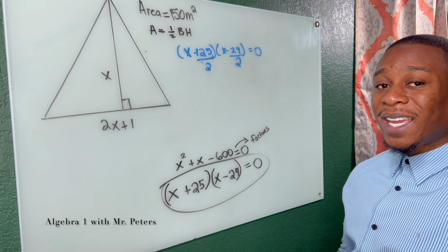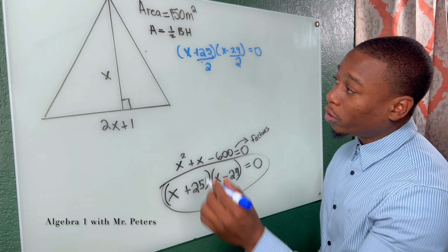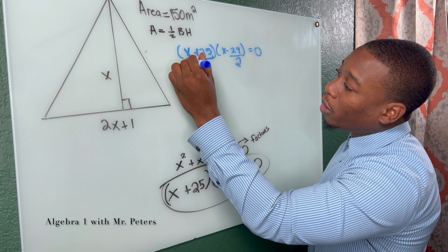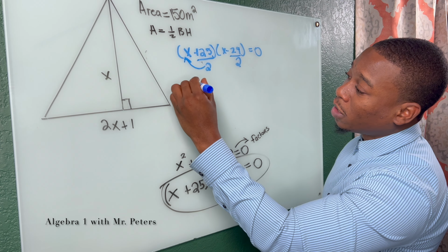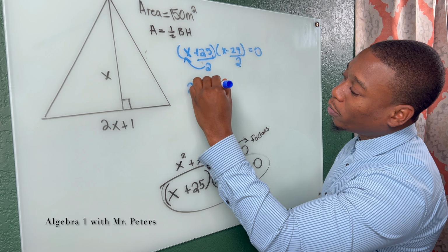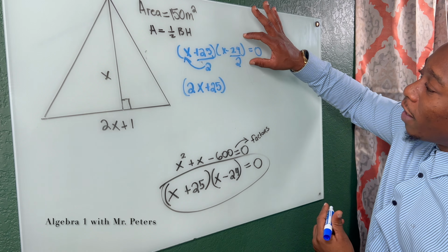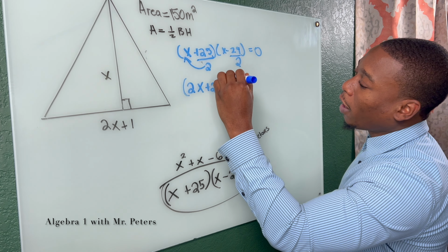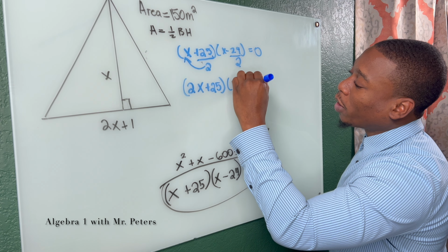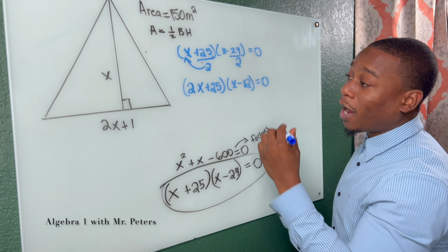If for some reason I cannot divide and get a whole number, we take that denominator and put it in front of x. So my first factor is 2x plus 25, because we could not divide. And then my second factor is going to be x minus 12, because we were able to divide.